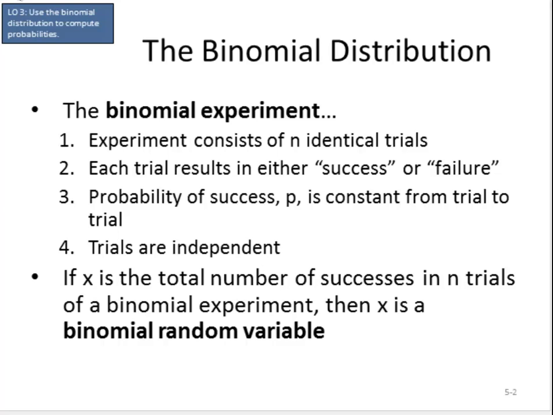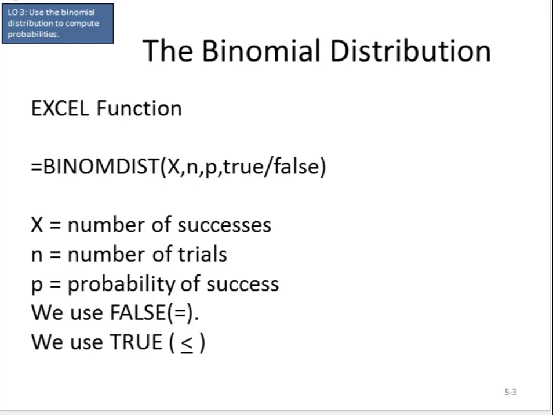If x is the total number of successes in n trials of a binomial experiment, then x is a binomial random variable. So this is the Excel function that we use for binomial distribution. X is the number of successes, n is the number of trials, p is the probability of success, and depending on what type of problem it is, if you have an equal sign, you would use the word false, and if you have less than or equal to, you would use the word true. That means cumulative, so you want to accumulate from that number all the way down.